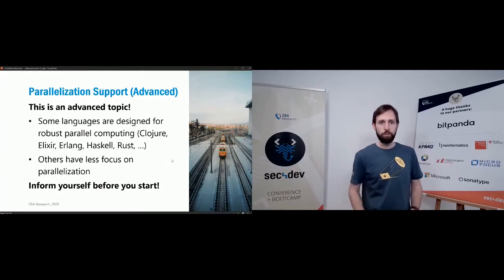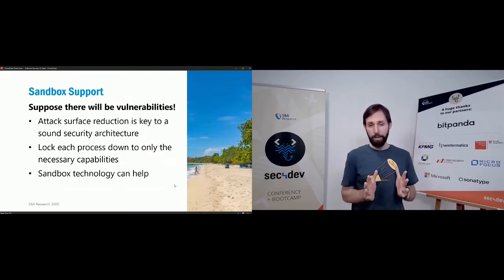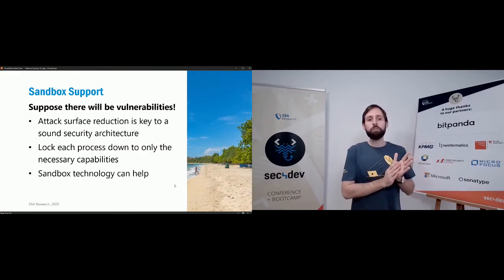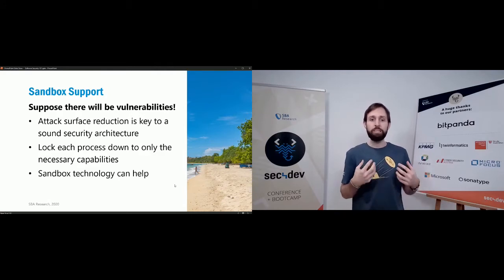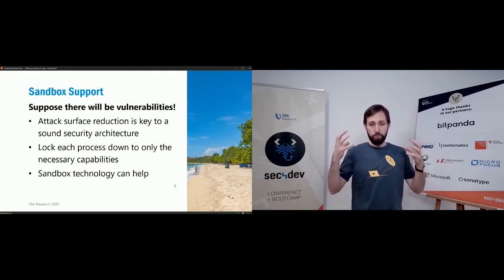Right, so sandbox support. Now, if you write software, you should expect vulnerabilities, and you should expect attacks to happen. And if you expect attacks to happen, attack surface reduction is key to a sound security architecture. Attack surface reduction means making the software run in an environment where even if a breach happens, even if an attack happens, the attacker cannot do so much with that process that they just exploited, right? So when you put a process into a sandbox, you lock it down to only the necessary capabilities. That software can only open certain ports, can only talk to certain other servers, can only read and write to certain directories, and so on. It's also a form of least privilege, right?